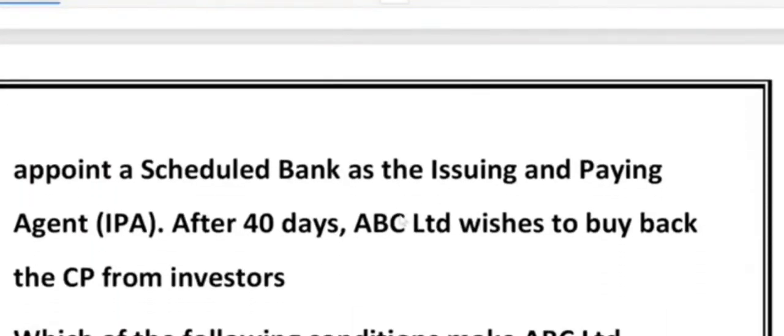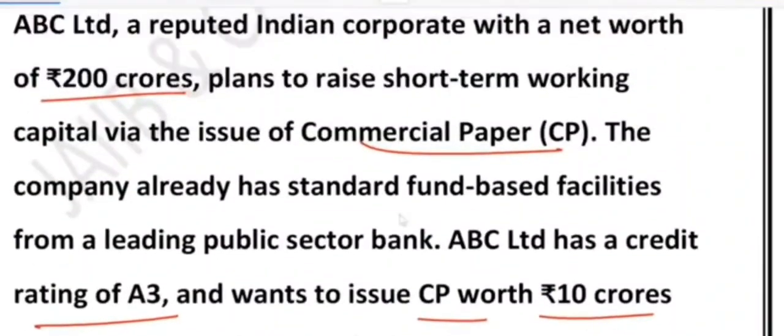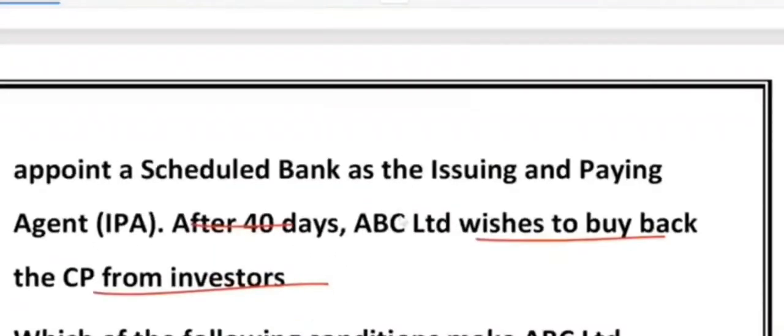They appoint a scheduled bank as the issuing and paying agent, that is IPA. After 40 days, ABC Limited wishes to buy back the CP from the investor. So basically every aspect has been taken care of in this particular scenario. They have a net worth of 200 crore, they want to raise money via CP, and they have a standard credit rating of A3. They want to issue CP worth 10 crore, maturity 90 days, demat form.